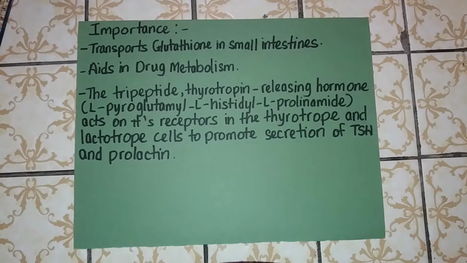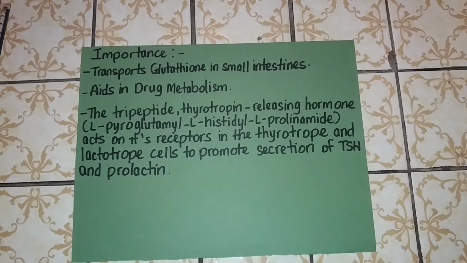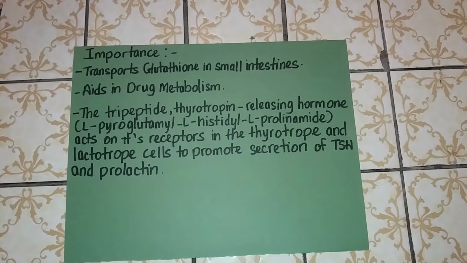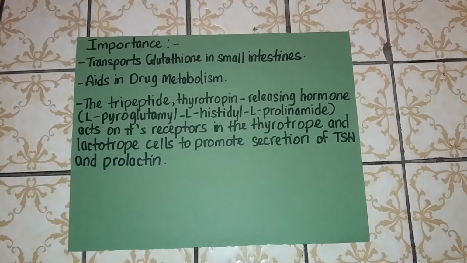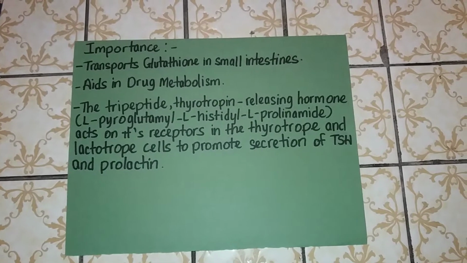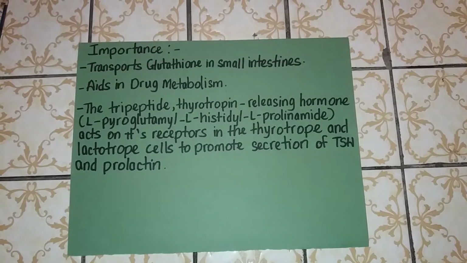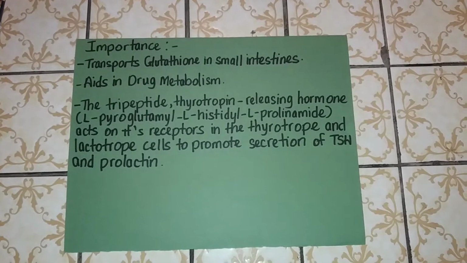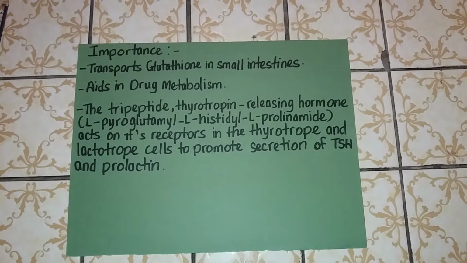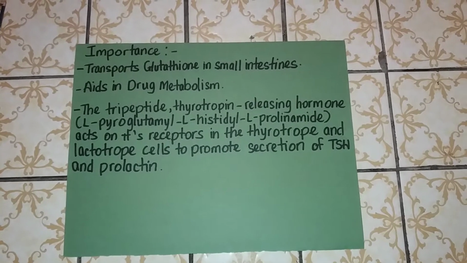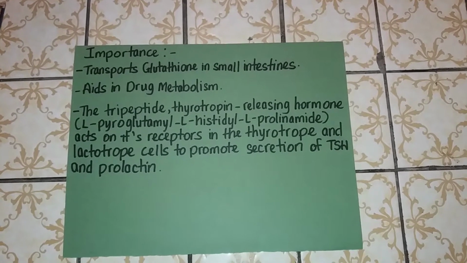The importance of tripeptide. It transports glutathione in the small intestines. It aids in drug metabolism. The tripeptide thyrotropin releasing hormone, L-pyroglutamyl, L-histidyl, L-prolinamide, acts on its receptors in the thyrotrope and lactotrope cells to promote secretion of the thyroid stimulating hormone and prolactin.